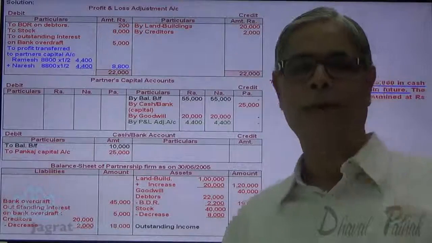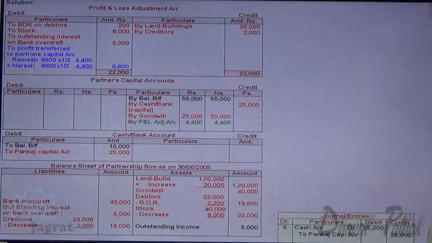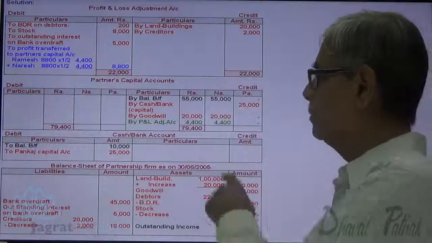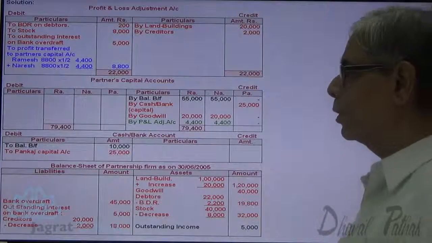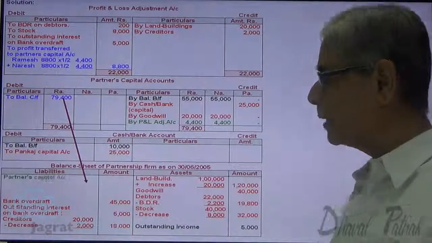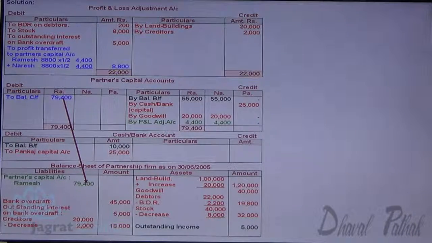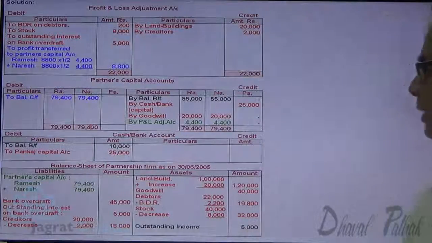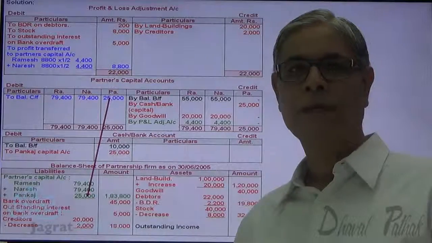Now after writing this capital and goodwill entry, we want to close the accounts. For that, I start with capital accounts. Total of Ramesh 55 plus 20 plus 4,400, 79,400. This is the closing balance that will appear on the balance sheet liability side. For Naresh 55 plus 20, 75, plus 4,400, 79,400. His capital is also 79,400. New partner Pankaj brought 25,000. So his capital balance will appear at 25,000. This is how capital balances are reported in the balance sheet.